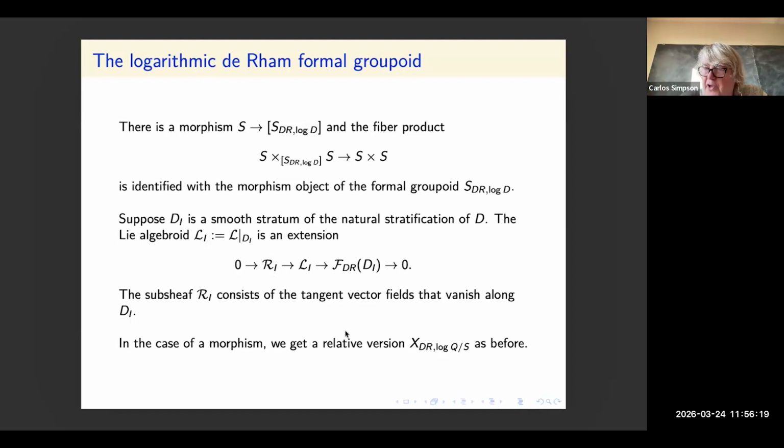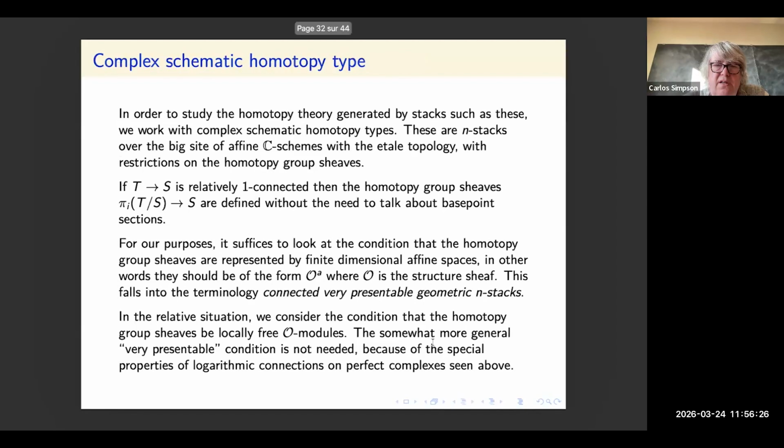Then if we have a morphism, we also get a relative version of the de Rham stack of X mapping to S. And so now let me do a little side discussion about complex schematic homotopy types. In order to deal with these stacks, and this was already present in the previous discussion, what we'd like to work with here is schematic homotopy types.